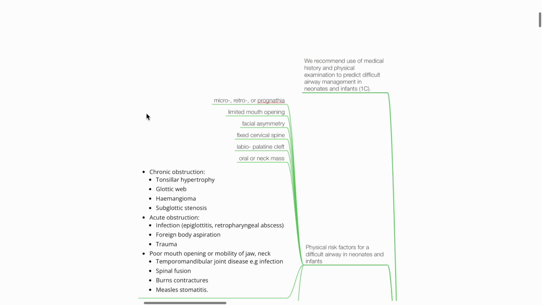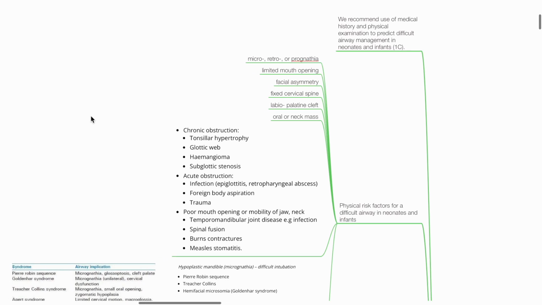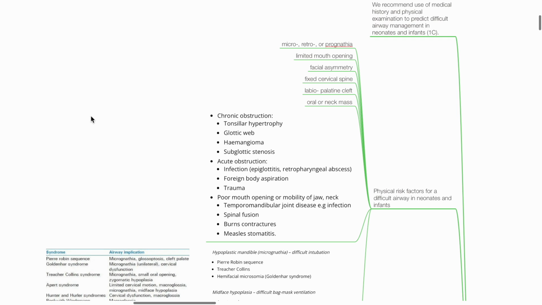It is recommended to use medical history and physical examination to predict difficult airway management in neonates and infants. Physical risk factors for difficult airway in neonates and infants include micro, retro or prognathia, limited mouth opening, facial asymmetry, fixed cervical spine, labial or palatine cleft, oral or neck mass.